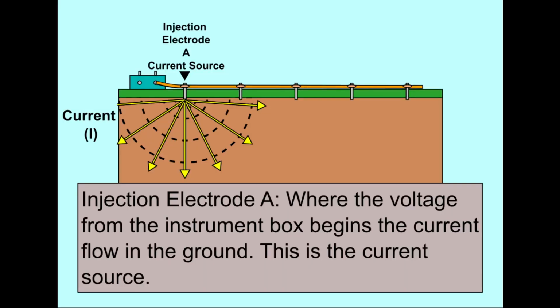Now that you know how the current gets started, let's take a look at the components of the ERI survey. The injection electrode is labeled A. This is where the voltage from the instrument box begins the current flow in the ground. This electrode is the current source. Notice the current flow lines in yellow and the hemispherical shells with uniform current distribution.